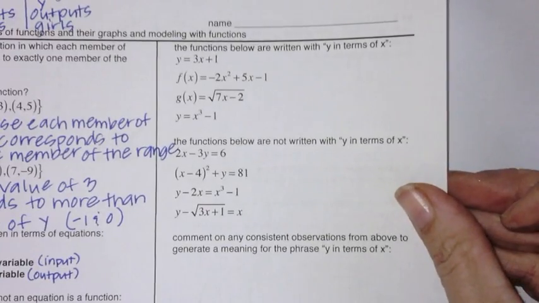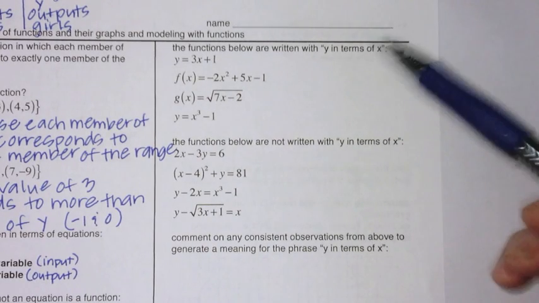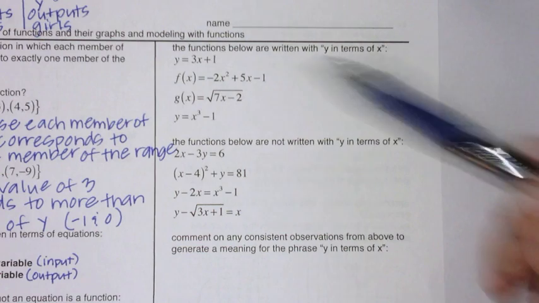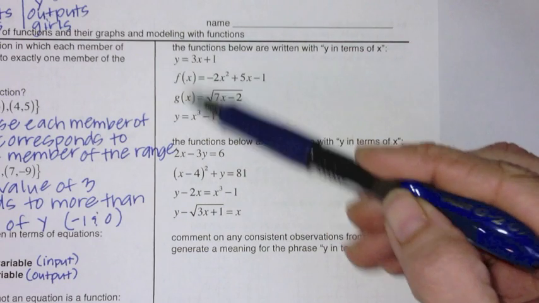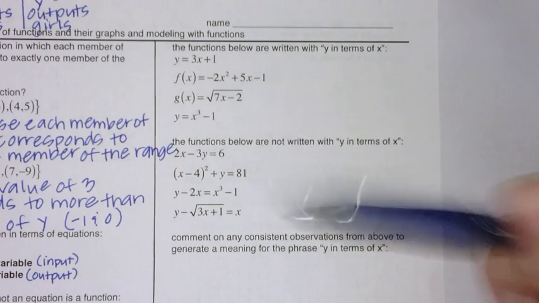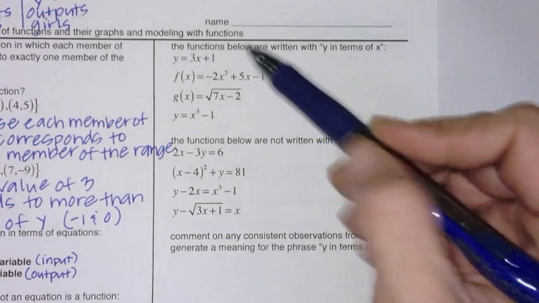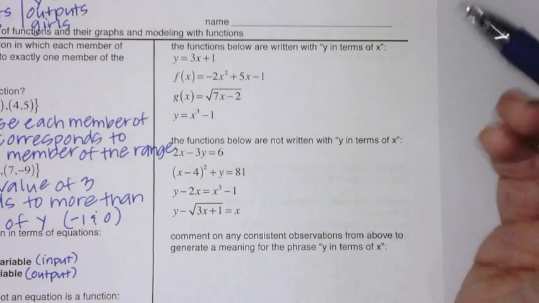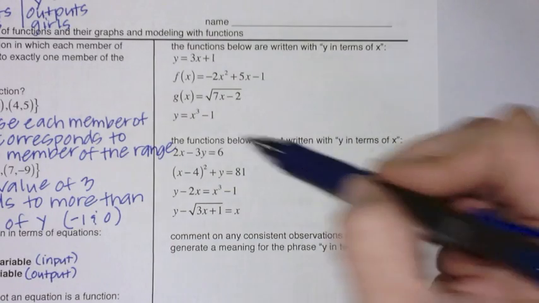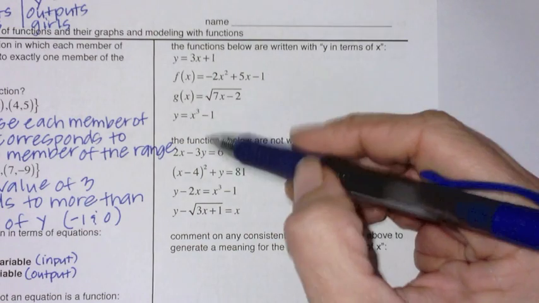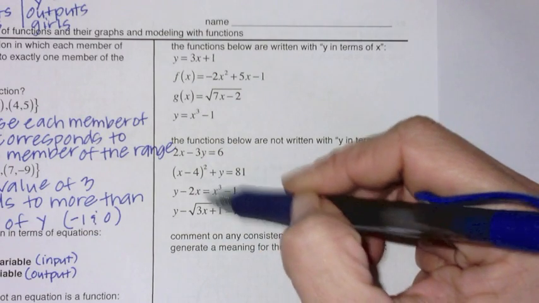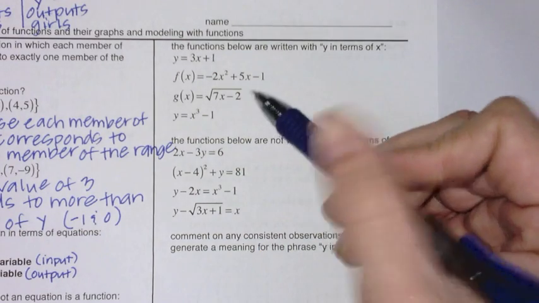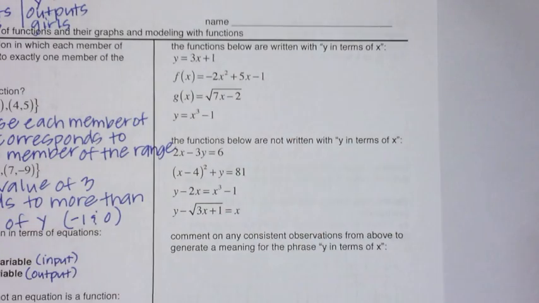Okay, so the next one is kind of what we talked about before, y in terms of x. So these are functions where y is written in terms of x. So what you can see is that this is solved for y, and the x's are all on the other side. Now let me give you some counter examples. These are functions where y is not in terms of x here. So you can see the y, this one has x's on the same side. So you want to solve for y. That's what y in terms of x means.